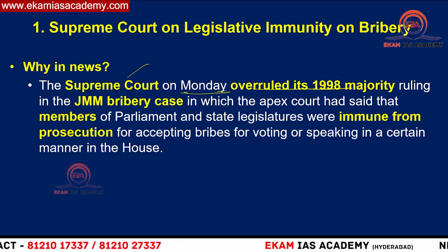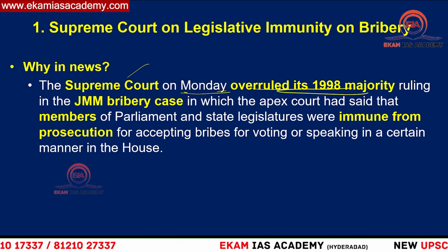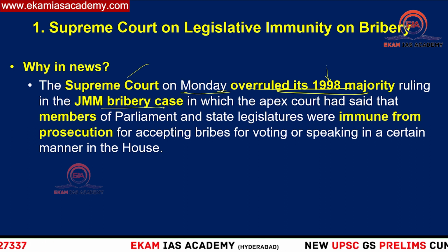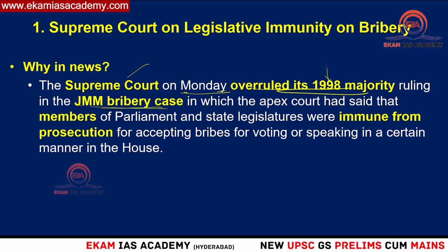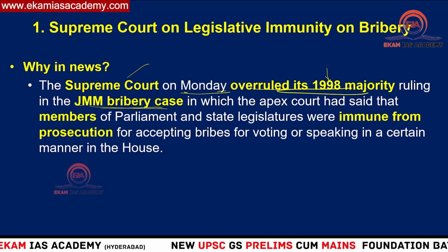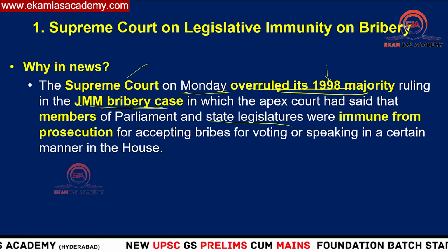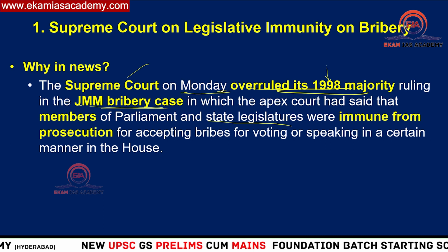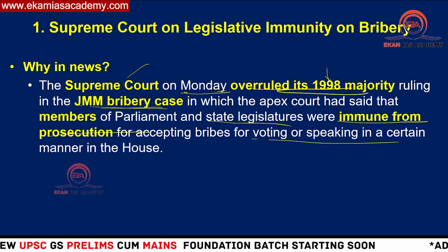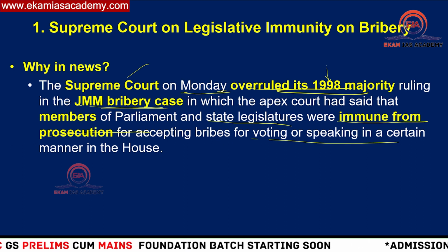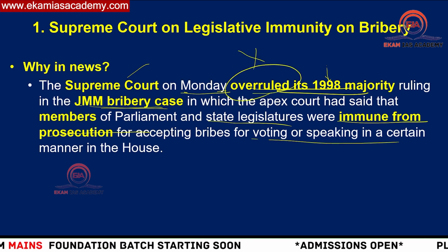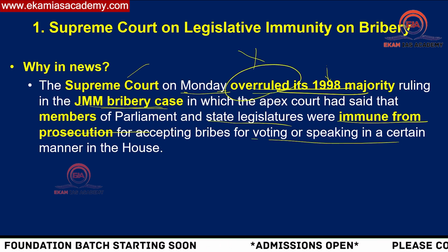Why is it in news? As I have mentioned already, the Supreme Court today itself, on Monday, has overruled the previous judgment given in 1998, the PV Narasimha Rao judgment, with respect to the JMM bribery case. JMM means Jharkhand Mukti Morcha. With respect to that bribery case, the Supreme Court had said members of parliament or state legislature, that means MPs and MLAs, are immune from prosecution for accepting bribes. Now the Supreme Court has overruled it. That means they don't enjoy any immunity further. That is why it is in news.